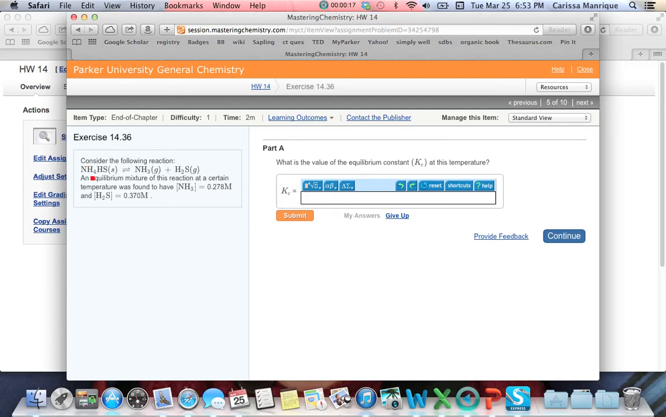this reaction. An equilibrium mixture of this reaction at a certain temperature was found to have the NH3 concentration at 0.278 and H2S at 0.37.